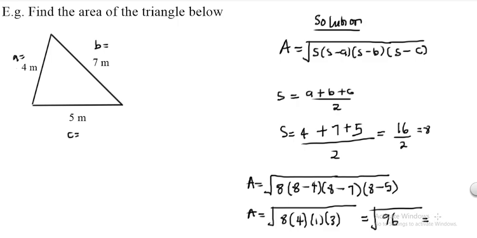And if we take the square root of 96, we get 9.8 meters squared. Okay, so this is simply how to use Heron's formula to calculate the area of a triangle.